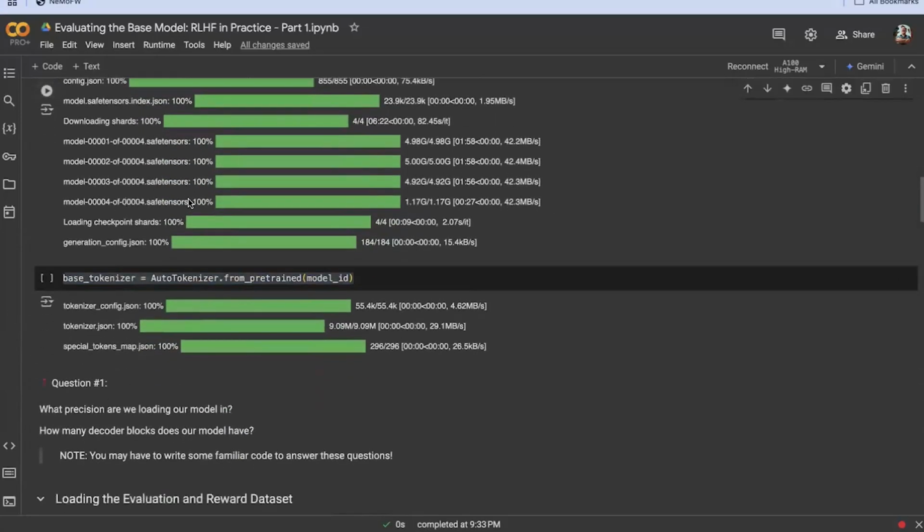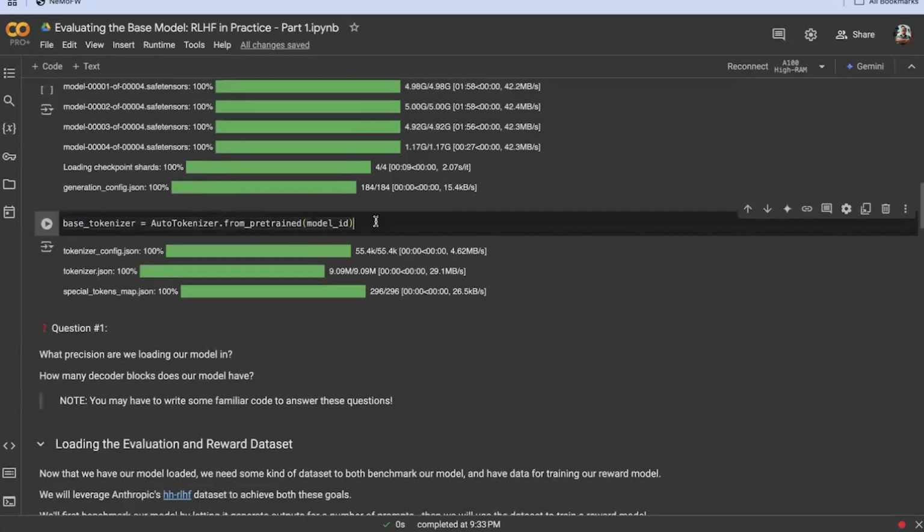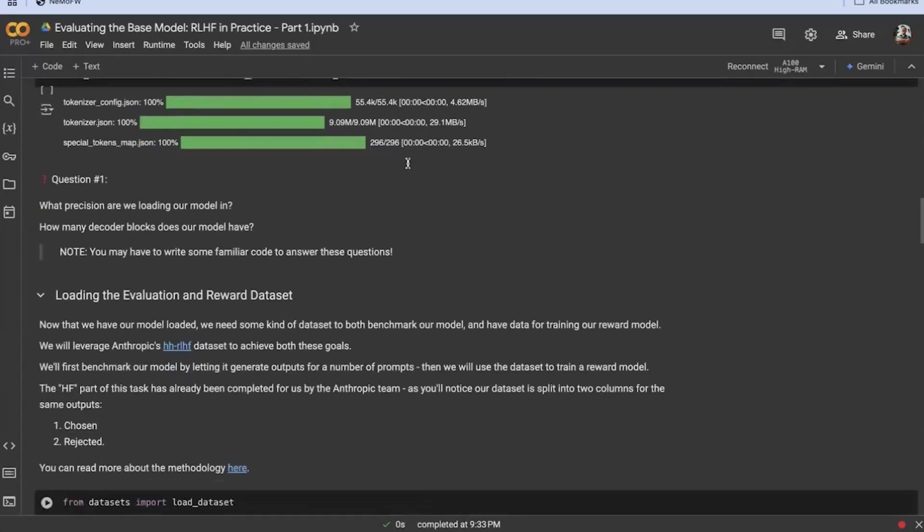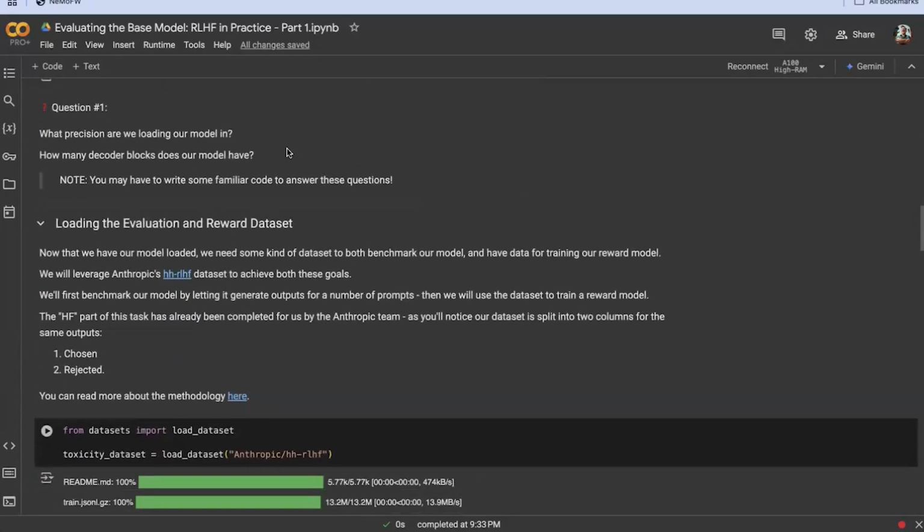And then we're going to grab our tokenizer. We're not going to do any training here, so we don't have to make any changes to the tokenizer. It's just good as is. We have a question, which is, what precision are we loading our model in? And how many decoder blocks does our model have?